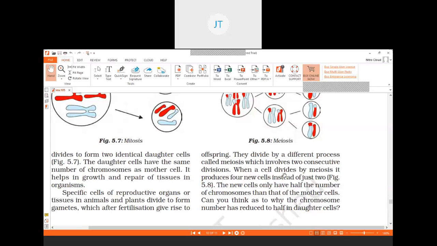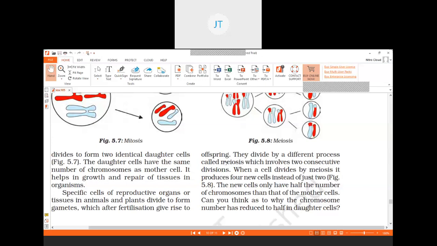When a cell divides by meiosis it produces four new cells, four daughter cells, and instead of just two, the new cells only have half the number. So the chromosome number is reduced in case of meiosis compared to that of the mother cells. So whatever the number is in we human beings, you will see half the number of chromosomes in case of gamete formation.